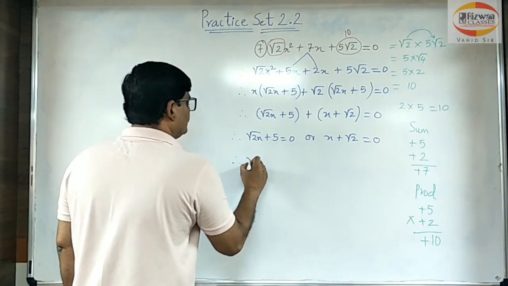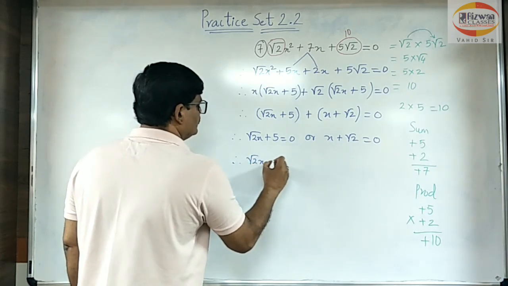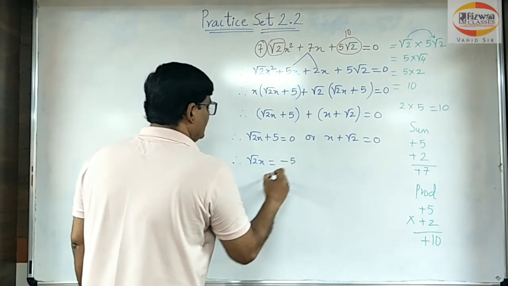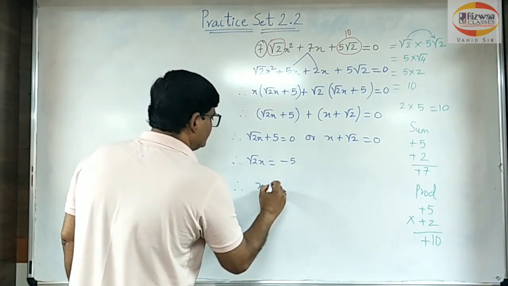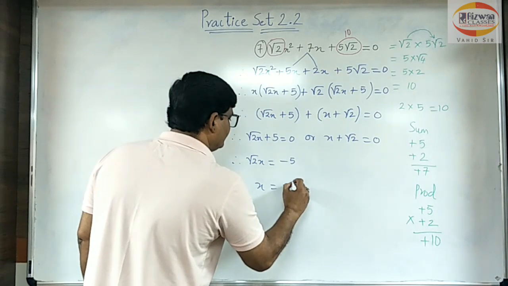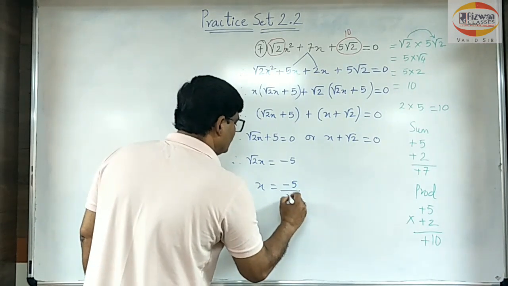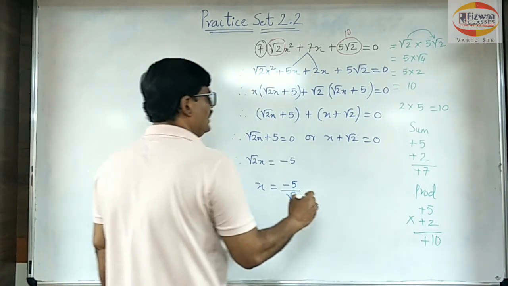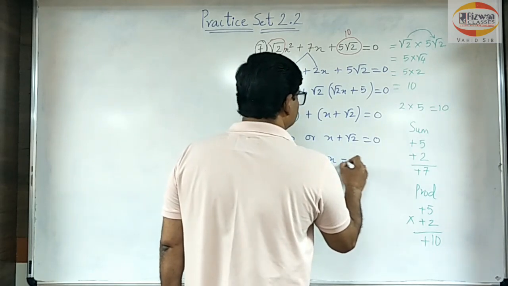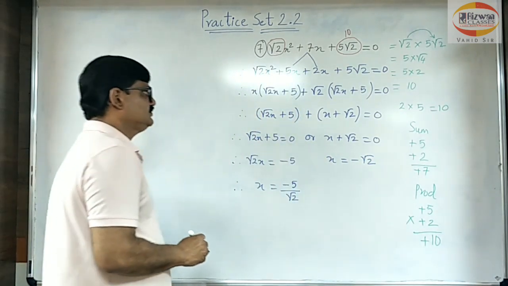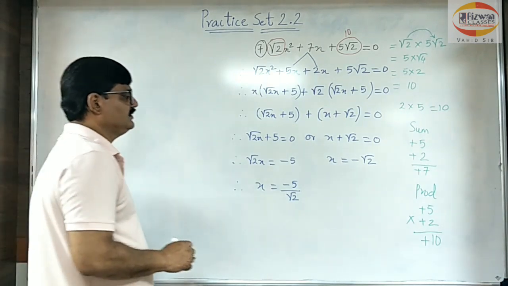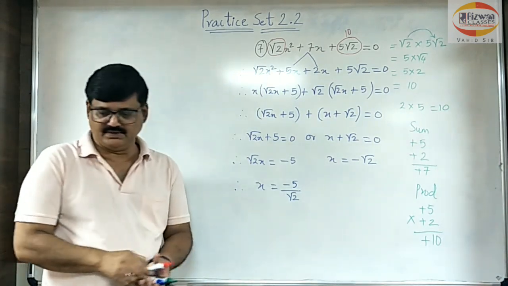Therefore, you will be getting root 2x is equal to minus 5, and therefore the value of x you will be getting here: x is equal to minus 5 upon root 2. And therefore this will be x is equal to minus root 2. Understood?